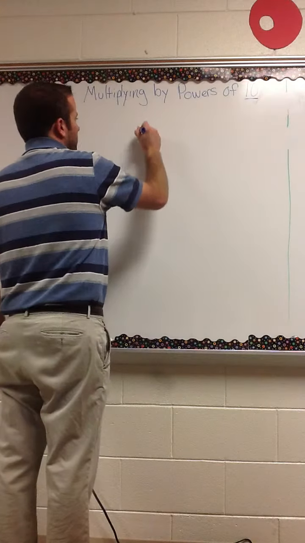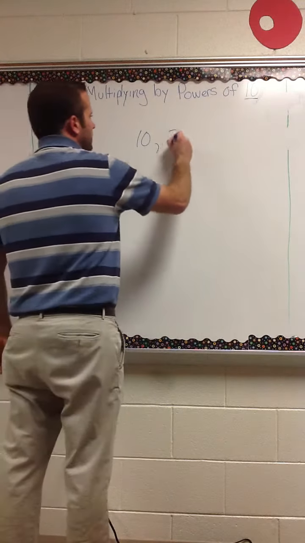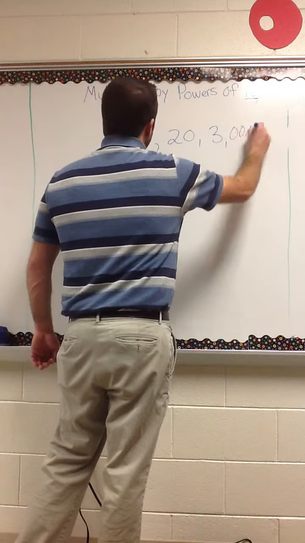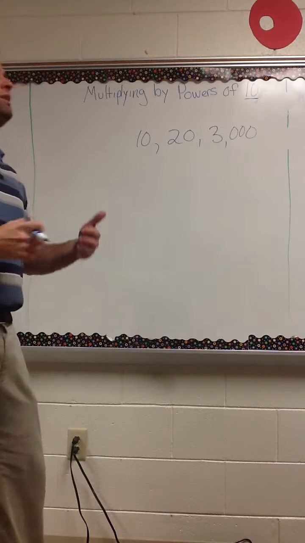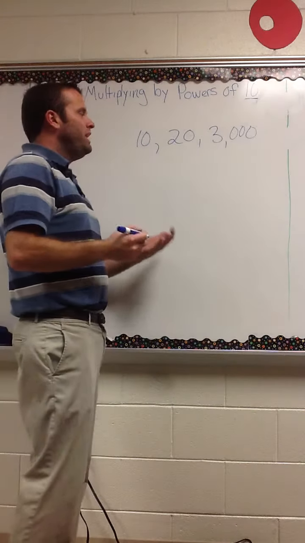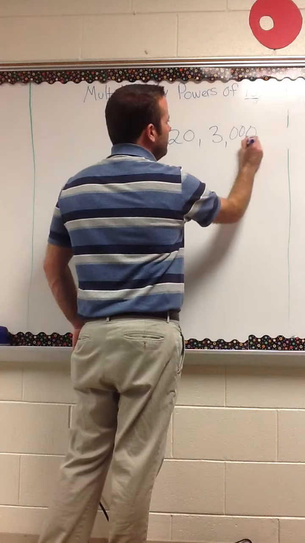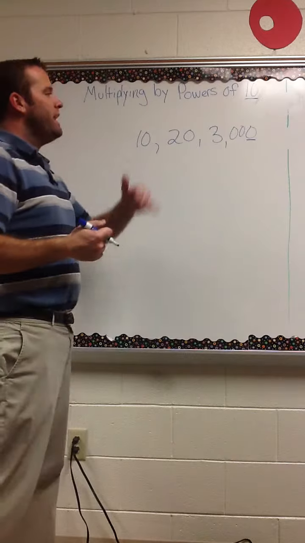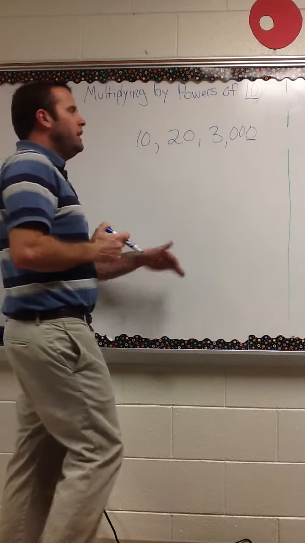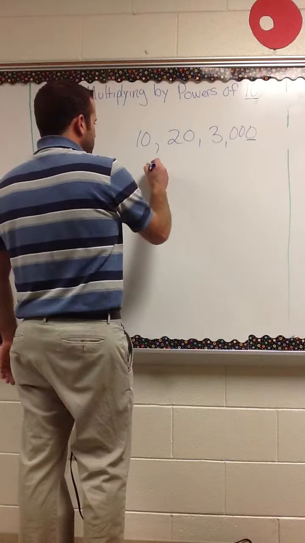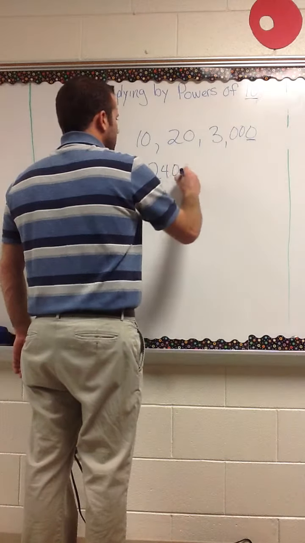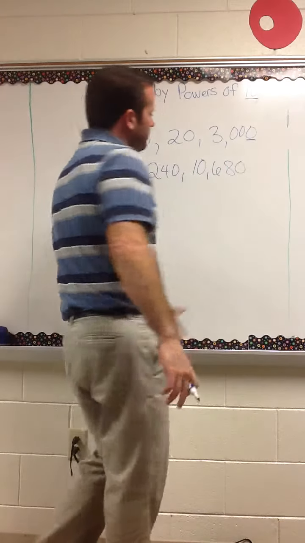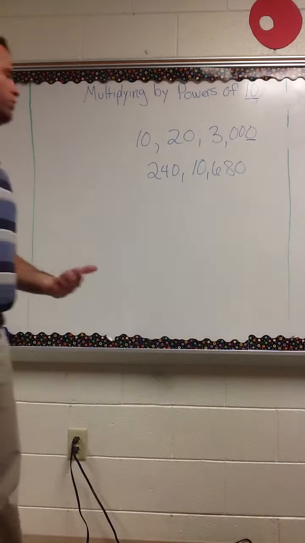It could be as simple as 10, it could be 20, or it could be 3,000. Even though we don't necessarily think of that as ending in a group of 10, any number that ends with a 0 is a power of 10. We could break that down into an even group of 10 if we chose to. 240, 10,680, just to give you a few examples of some different powers of 10.